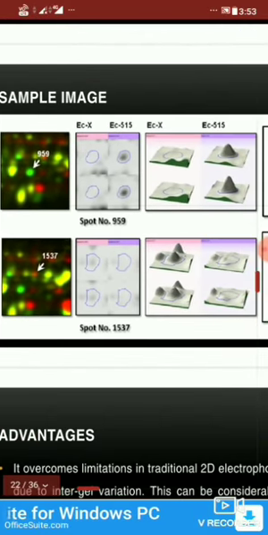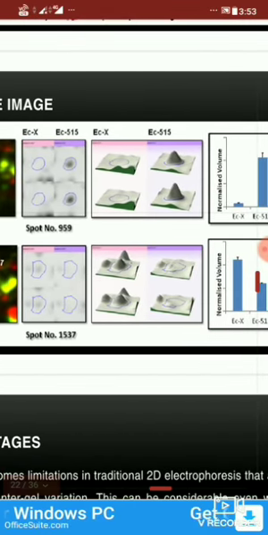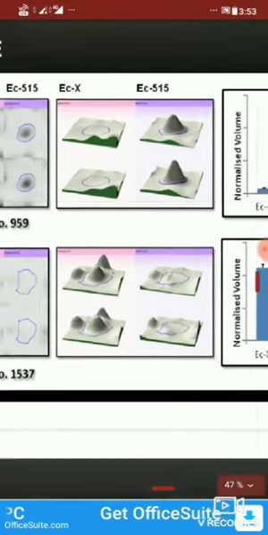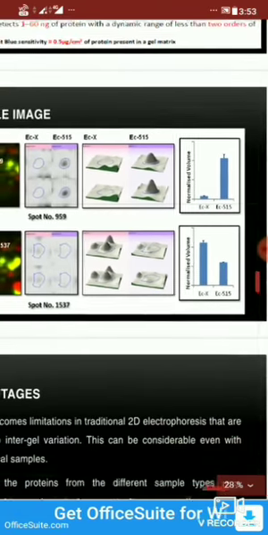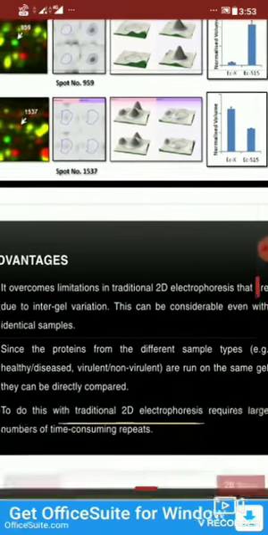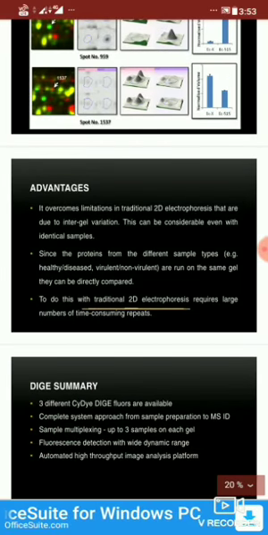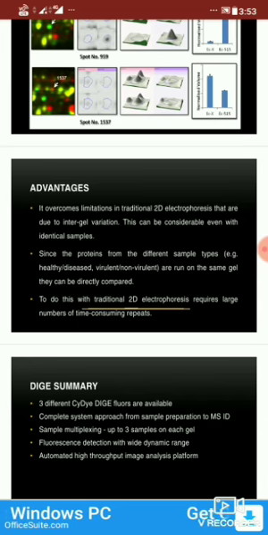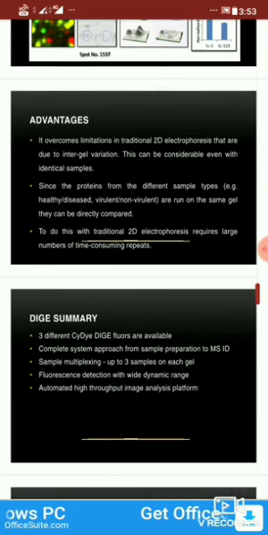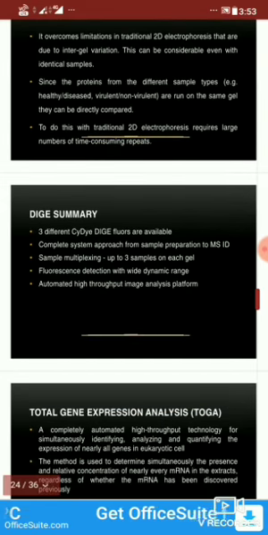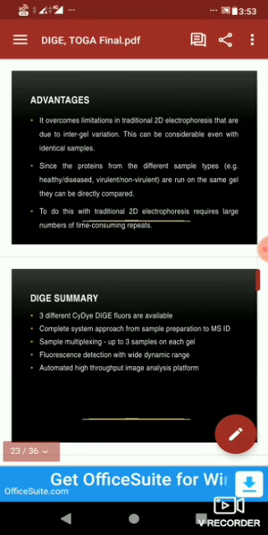So here are a few examples of images that have been processed. You can see here the same spot, and how there are changes in the image because of the presence of one or the other protein. So whatever limitations we had with traditional two-dimensional electrophoresis can be overcome here using the dye. So with that we complete DIGE, or difference gel electrophoresis system.